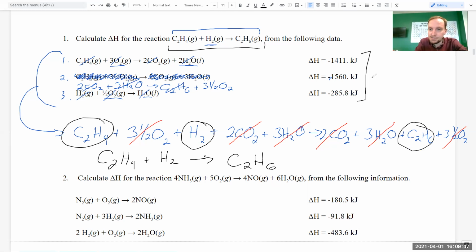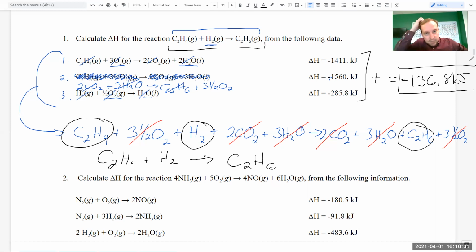So I'm going to go sum, add them all together. So negative 1411 plus a positive 1560 plus negative 285.8, and my total is negative 136.8 kilojoules. There's our answer. That is the total amount of change of energy, which is the sum of those 3 other reactions, which again can be simplified by the reaction in black and also at the very top of the screen.